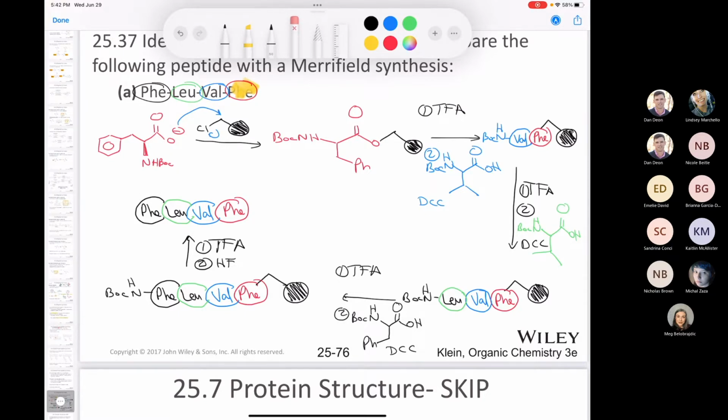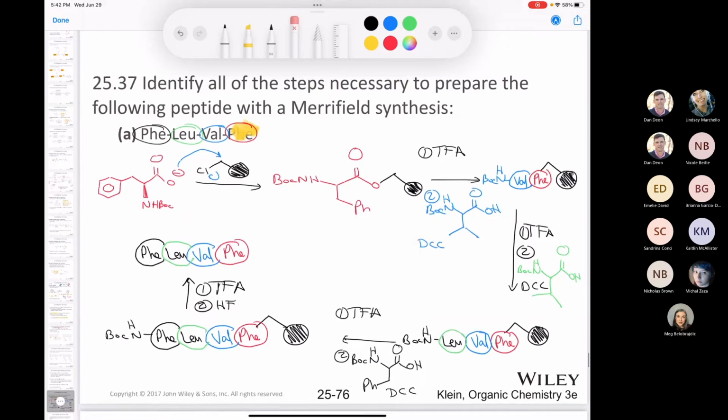That's how you make the tetrapeptide, by using the Merrifield synthesis. Not complicated or anything, right? Well, you have to practice it on your own, but it's just, keep going, just add and add and add.